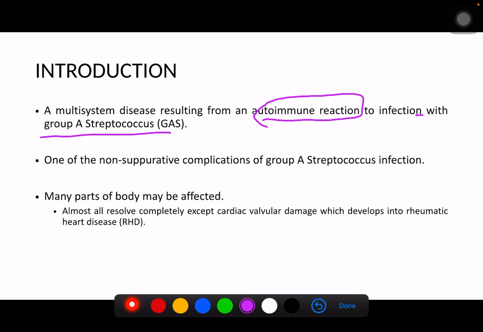Cardiac valve along with all the layers. So it might involve the endocardium, myocardium, pericardium. Now it can lead to pancarditis. So it's a non-suppurative complication of group A streptococcus infection. Usually, secondary to group A streptococcus infection, sore throat, we'd be talking about pharyngitis, laryngitis, or pneumonias, right? But over here, it's a non-suppurative complication. Many parts of the body may be affected, but the most important is the heart.